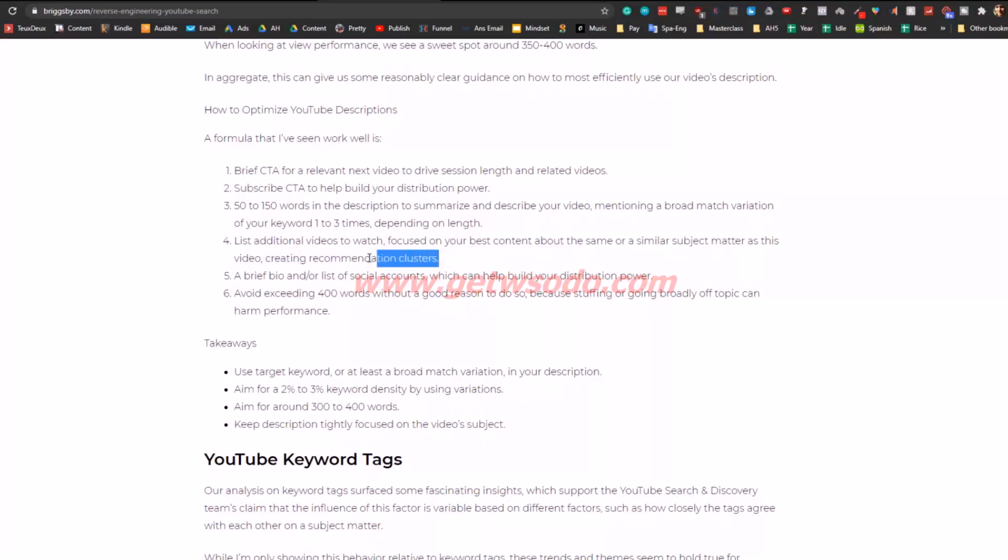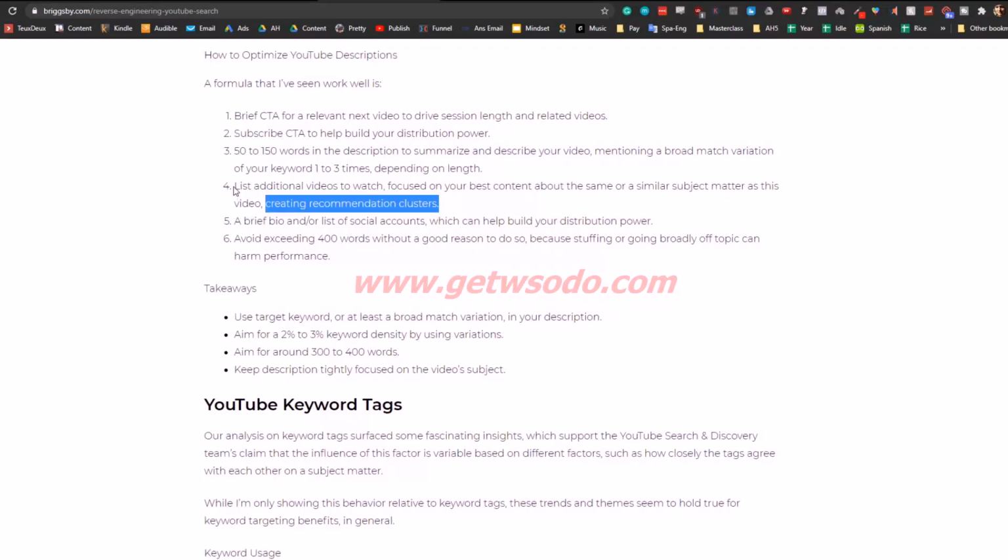And what they found was that YouTube actually started creating recommendation clusters. So the algorithm basically would figure out, based on the description, what is the best next recommendation to use. And they actually used the description for that, which made their YouTube videos and YouTube channel take off a lot more and get a lot more views. So this is something to really keep in mind: to list additional videos to watch.